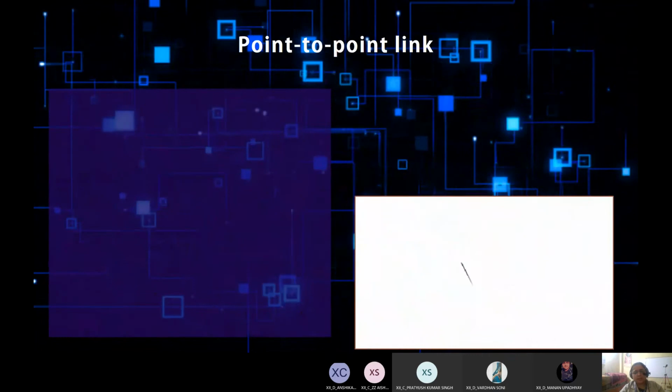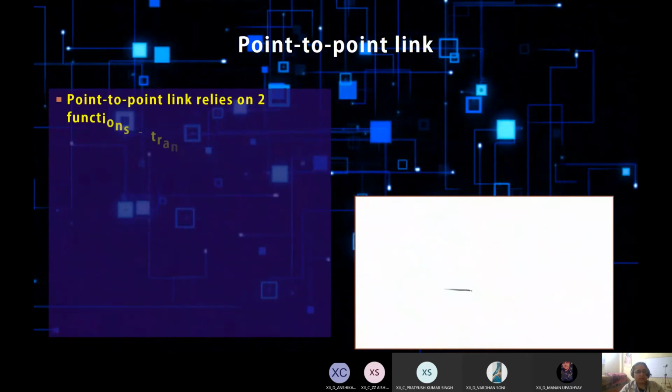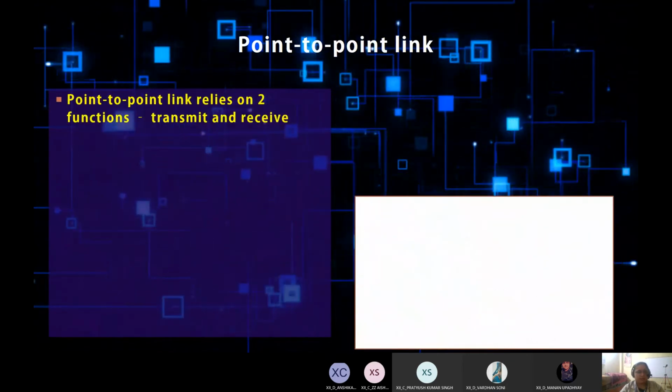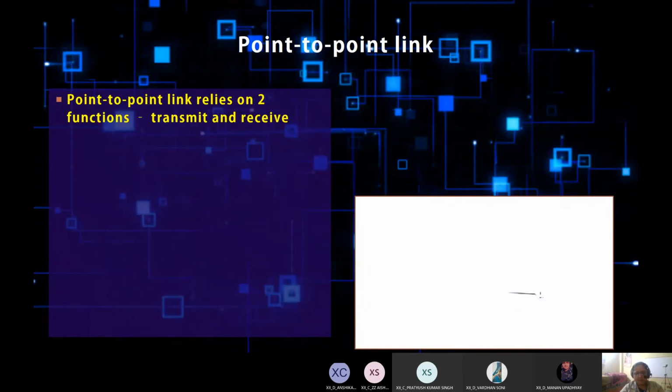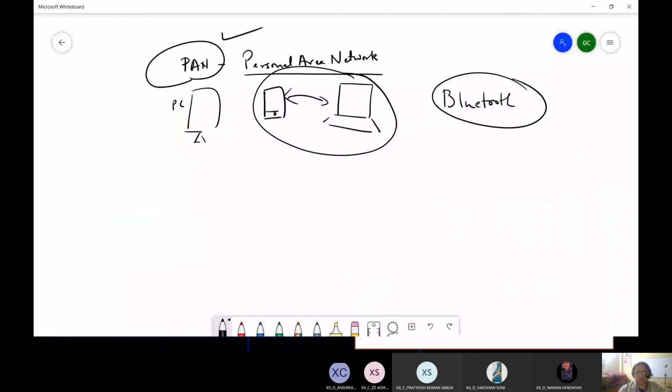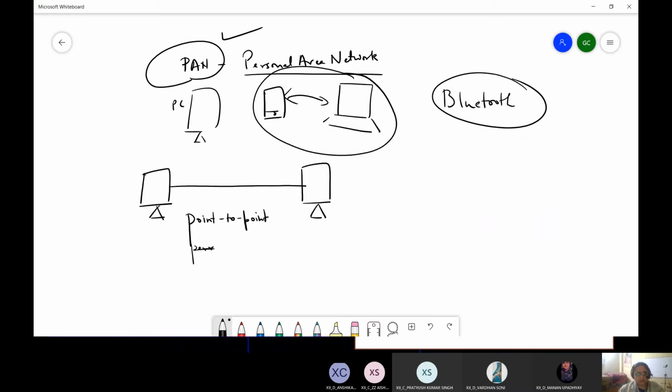Next is point-to-point links. So a point-to-point link relies on two functions, transmit and receive. There is some image problem, so I'll just draw that image over here. When individual computers are connected to each other, that is one computer connected to another, this is known as two point, also known as peer to peer link.